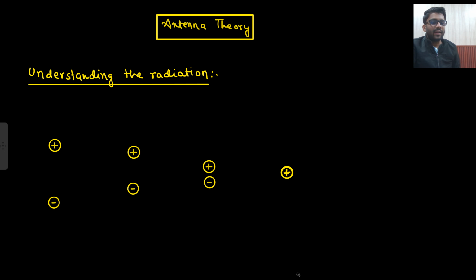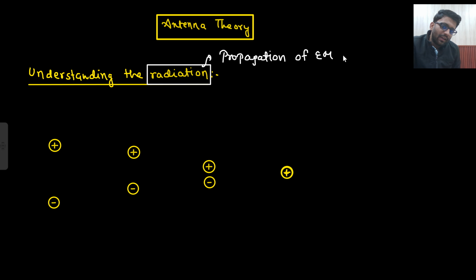So what is the job of an antenna? The job of the antenna is to radiate. And what is the meaning of radiation? The meaning of radiation is propagation of EM wave energy in the surrounding. So what was this wire doing? It was producing E and H, so it was propagating EM wave energy in the surrounding.